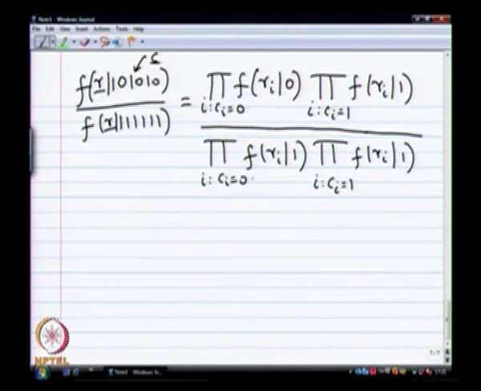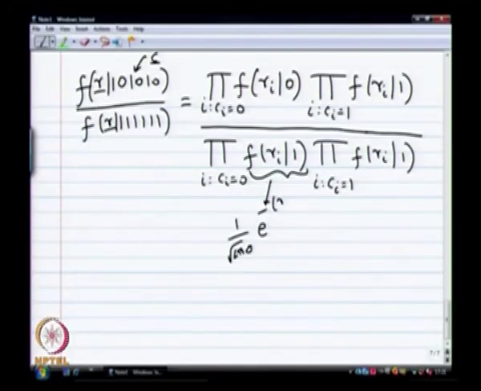Remember what this notation is. It is clear, right? It is basically that expression: 1 by root 2 pi sigma, e power minus (r_i plus 1) squared by 2 sigma squared. So clearly what will happen is these cases will cancel. Wherever you have 1s, that term will cancel, and wherever you have 0, you will get this new ratio, which is again a likelihood ratio of only the scalar r_i given c_i.